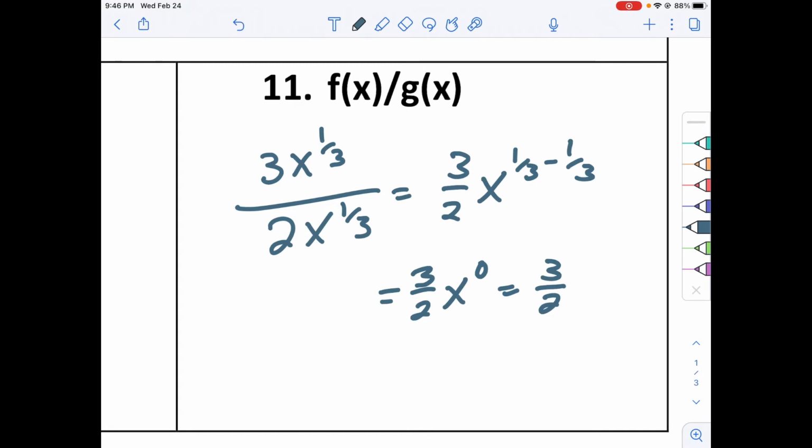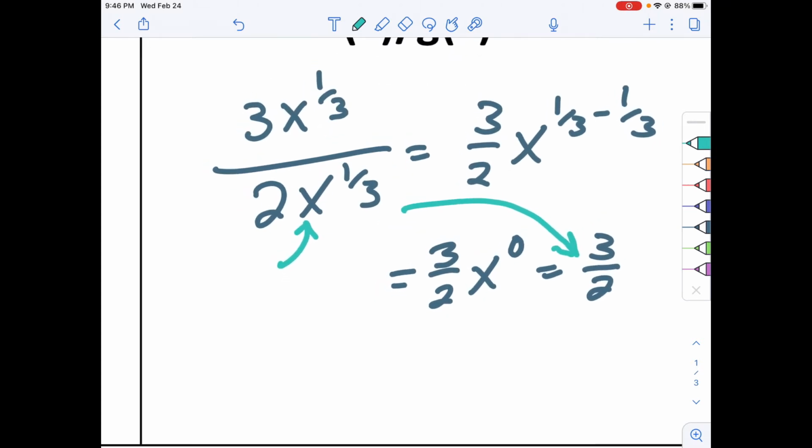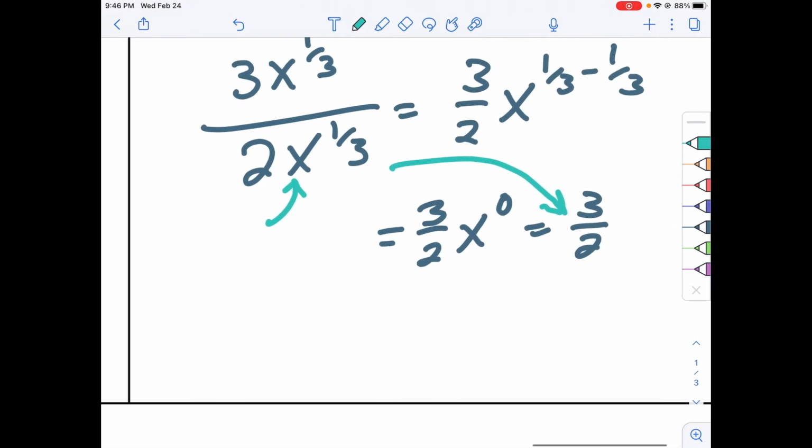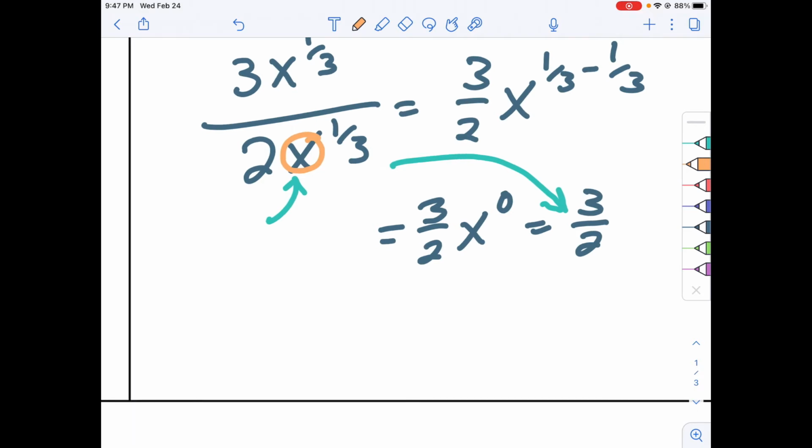But the domain of this function is kind of weird, right? The reason being is because of this x at the beginning of the simplification process. That x in the denominator affects what the domain of the function at the end is. We're not allowed to plug in 0 into this equation, because if you would plug 0 in right here, you would get 2 times 0 raised to the 1/3. 0 to the 1/3 is 0. 2 times 0 is just 0. We cannot divide by 0. So the domain of this function is from negative infinity to 0 union 0 to infinity.